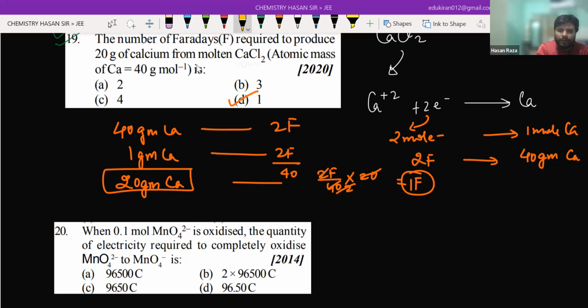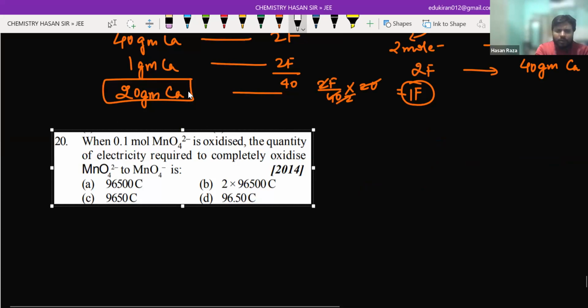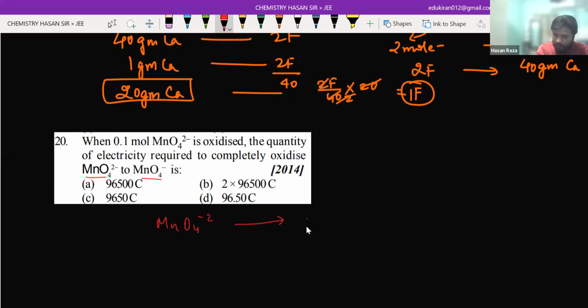Okay, Faiza, very good. Now I'm going to show you how you are going to solve it. It's very simple. You can read it, it is going from MnO4 minus 2 to MnO4 minus. Now what you need to do, can you calculate the oxidation state of manganese on the left hand side and on the right hand side?